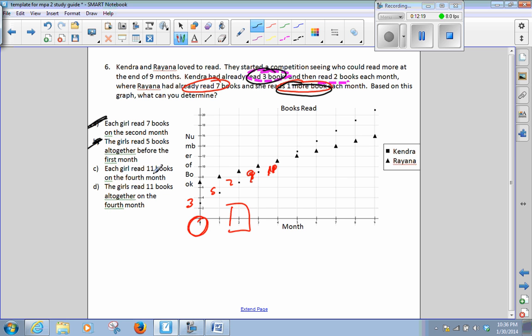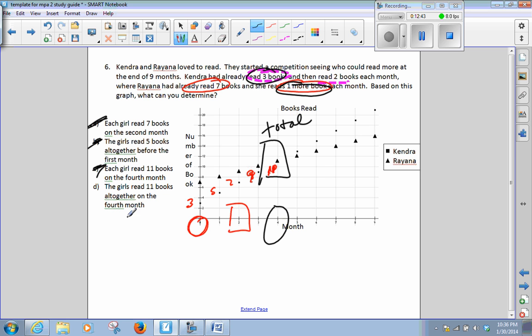Each girl read 11 books on the 4th month, going back to what I said a minute ago. So on the 4th month, both of the girls have a spot here at 11. But this doesn't represent the fact that they read 11 books on the 4th month. It represents that they've read a total number of books of 11 by the 4th month. They didn't read 11 books on that 4th month. That's just how many total they had.